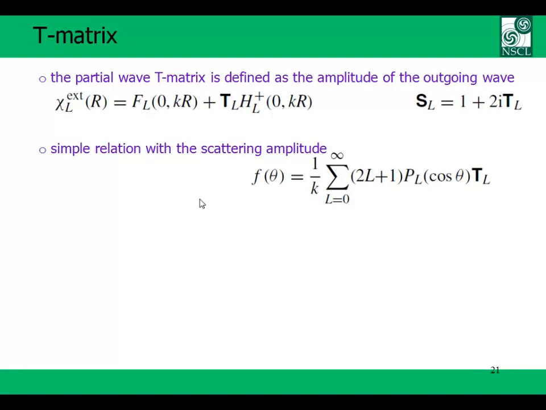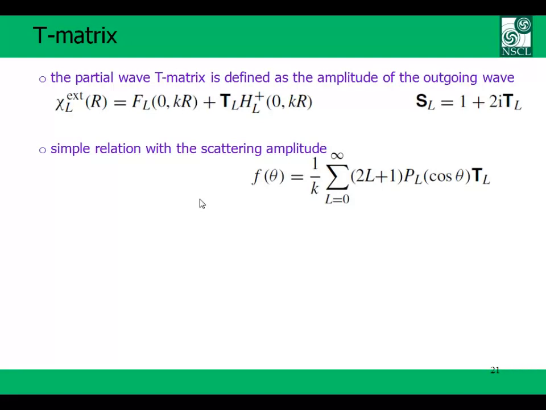Marek promised that I would have a board, so I'll just put my chi external of R written in terms of H L minus S L H plus, right? So if you now use this relationship and compare to this relationship, you will work out this relationship. So you can obtain, again, equivalently, scattering S matrices, T matrices, or phase shifts. So we've got three of the lot.